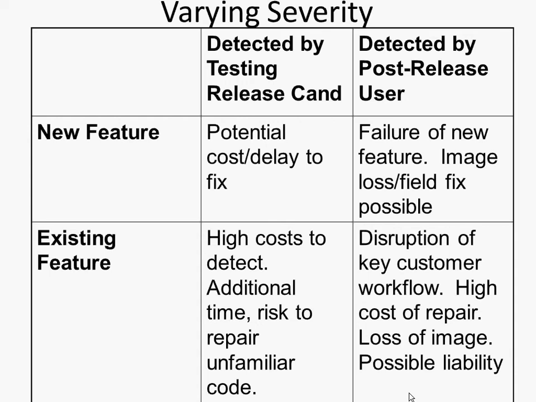Let me ask you this. If you had a choice between the feature that's problematic, the one that doesn't work, being either a new feature that you've just rolled out for the first time, or an existing feature that's been there for a long time, which would you rather have break? Which would you rather have not working? Josh? The new feature. Okay, the new feature. Why?